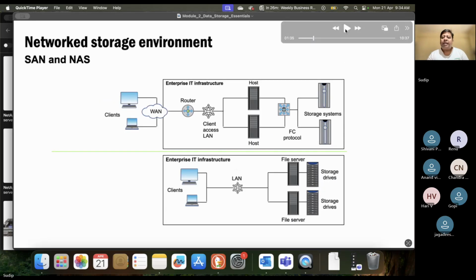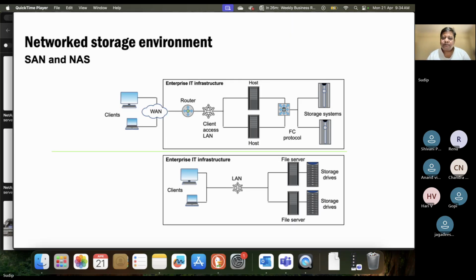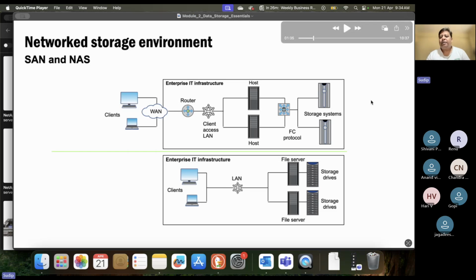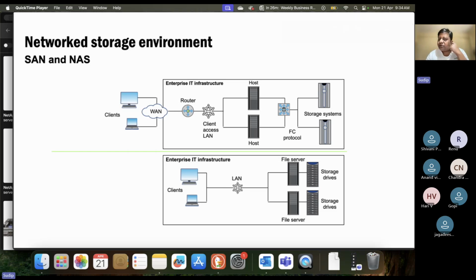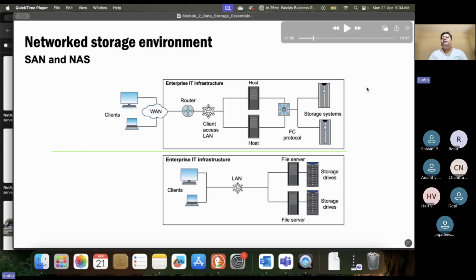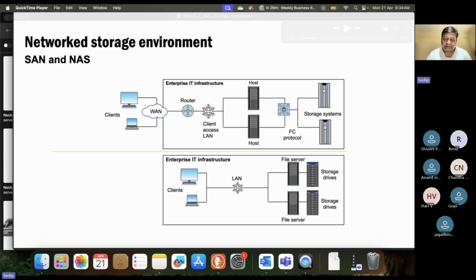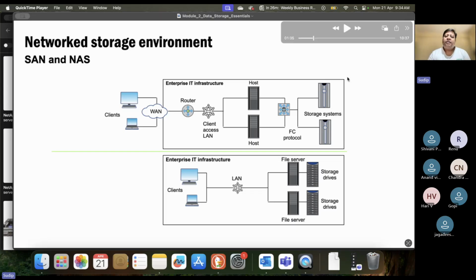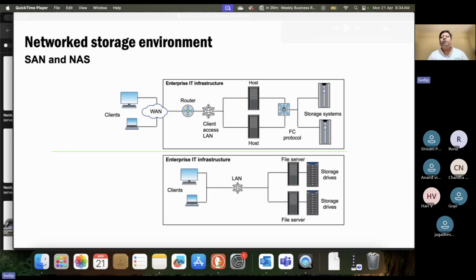Any questions on direct attached storage? It is very simple. Now we get into shared storage or network storage environment. And in the last class, we had a small glimpse of what is SAN and what is NAS, what is the kind of cable used, what are the various protocols, and so on. Now we are going to learn more detail about it.